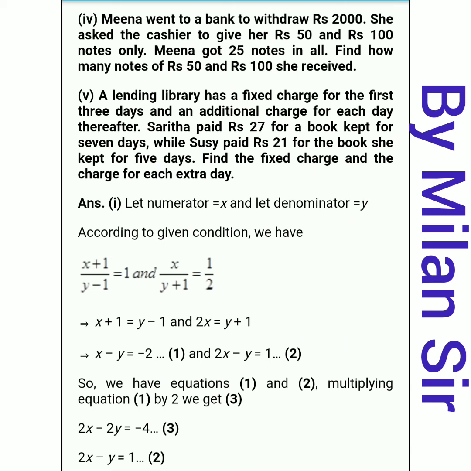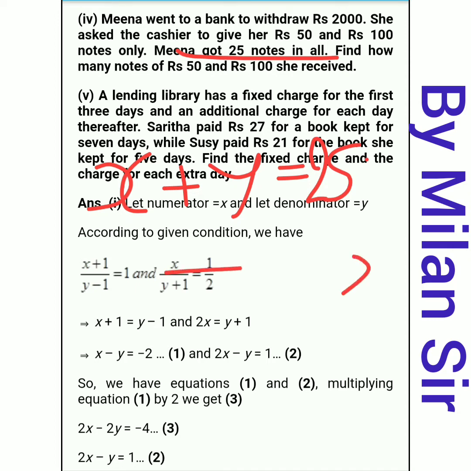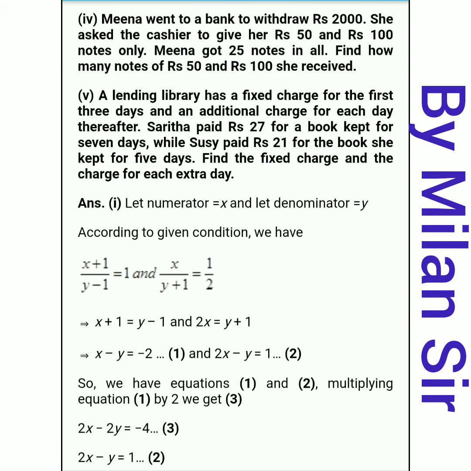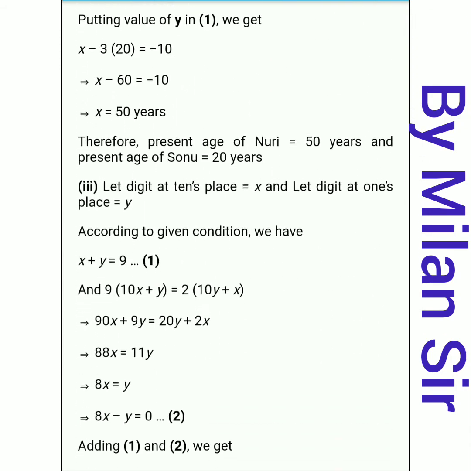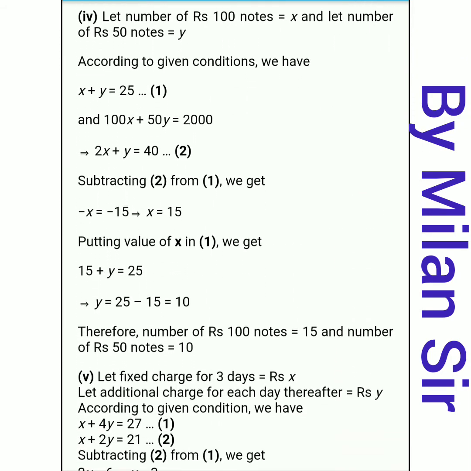Now second thing, Mina got 25 notes in all, right? So total number of notes is equal to 25. So x plus y is equal to 25. We have x number of notes of rupees 50 and y number of notes of rupees 100. So total notes x plus y is equal to 25. This is our equation number 2. So our two equations are ready. Now we need to eliminate one variable.